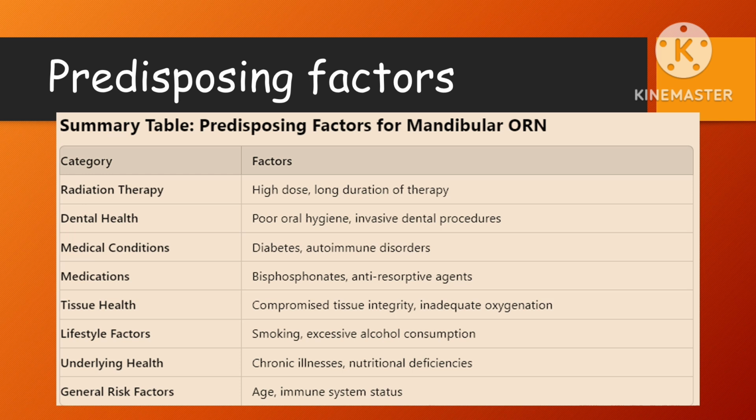Along with this, compromised tissue integrity, inadequate tissue oxygenation, smoking and alcohol consumption by the patient, any other chronic illness or nutritional deficiency, or generally the age factor or the immune status factors, they all affect the development of osteoradionecrosis, making the patient more susceptible to infection and necrosis.